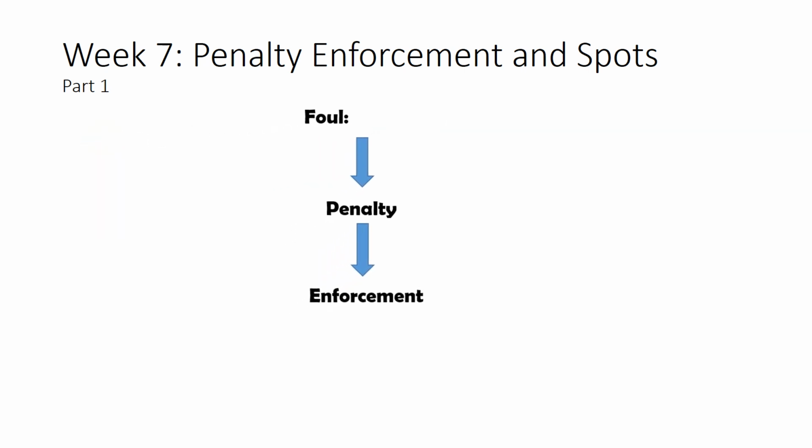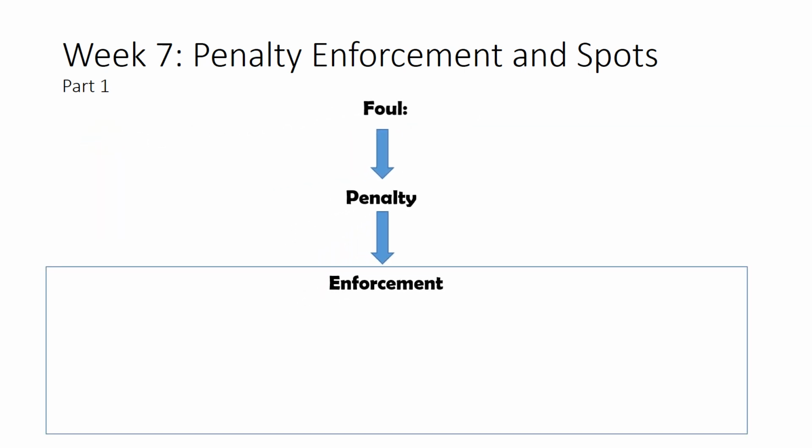This week, we'll talk about penalty enforcement and spots. Enforcement has a number of components that help us get it right. First, we determine what type of play the foul occurred in. We will talk about loose ball plays, running plays, and how to determine which category of play the foul occurred during. Then we find our basic spot.